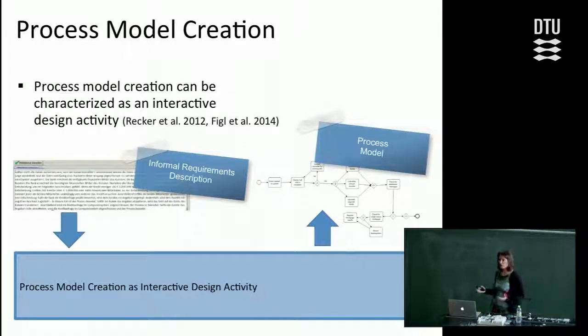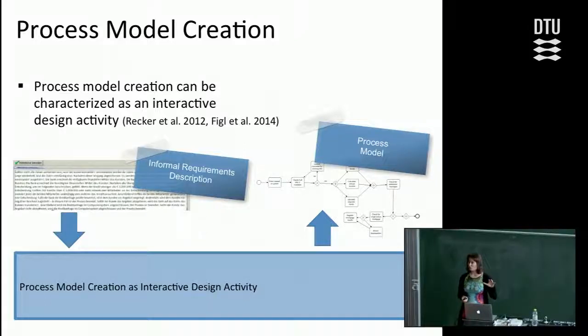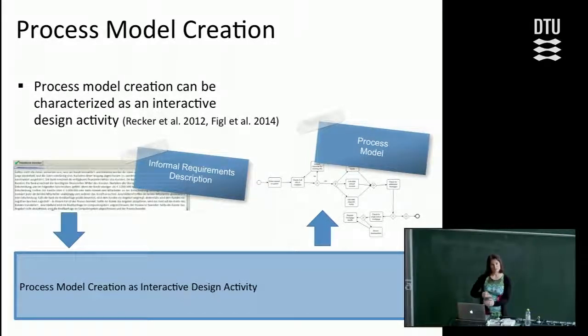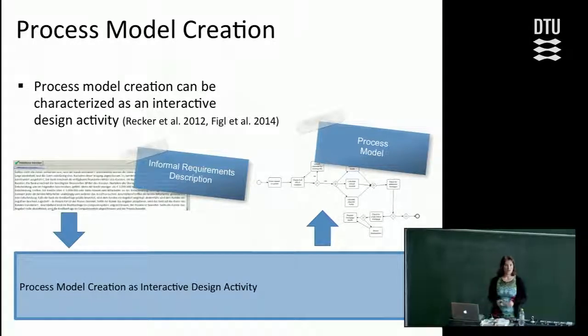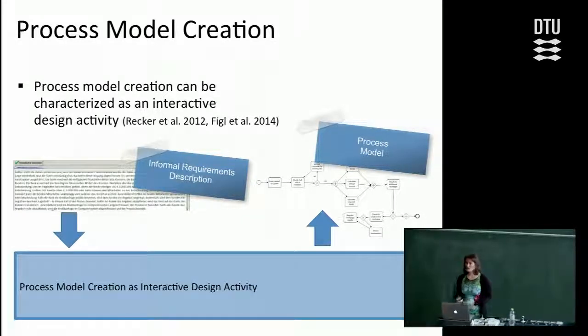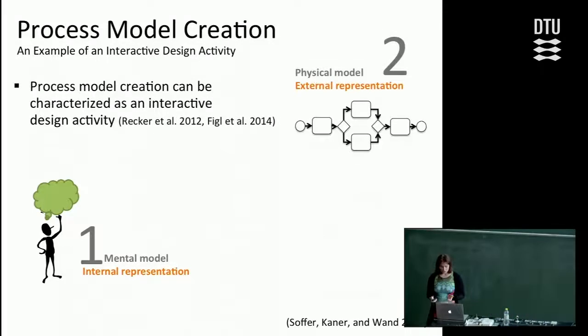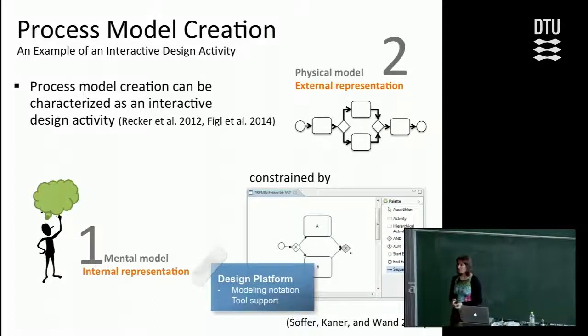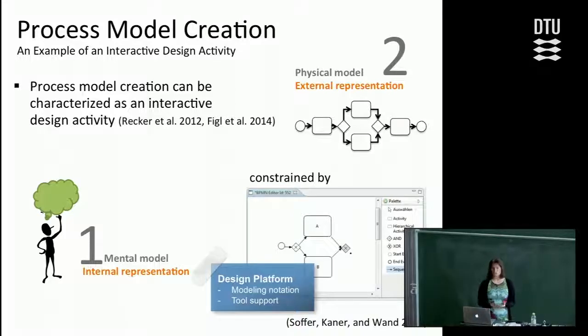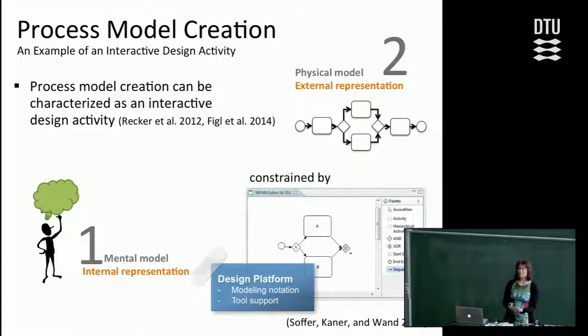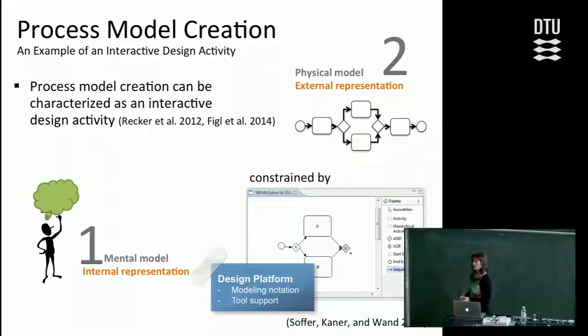Programming would be another type of interactive design activity, where you start from a requirements description. Then you have the design activity itself, which I'm illustrating here as a black box, and the output is the IT artifact. In this case, it's a process model, but it could be a piece of source code or a UML model. In order to conduct such a design activity, it's necessary to build an internal representation of the requirements, a mental model, and this mental model is then externalized using an IDE, a development platform. This externalization process is typically constrained by the modeling notation or the programming language you have available, and also by the tool support that is there.